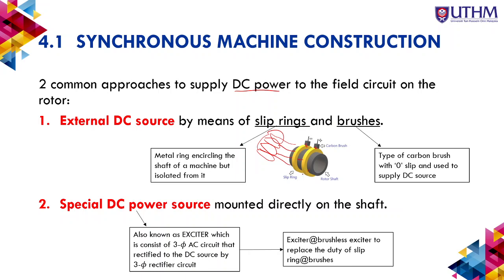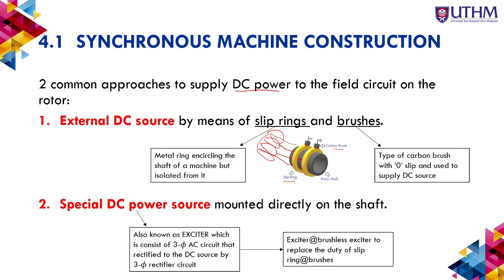So this yellow one, they call it a slip ring, and this one is called a carbon brush. It's a metal ring, a circle, on the shaft of the machine but isolated from it. So they are separate, one over there and one over here.